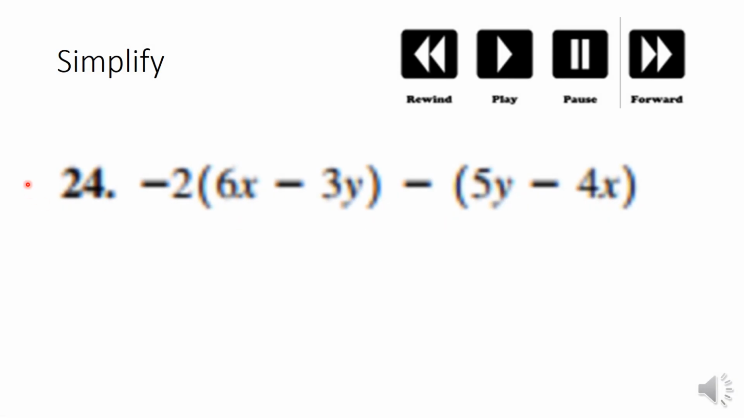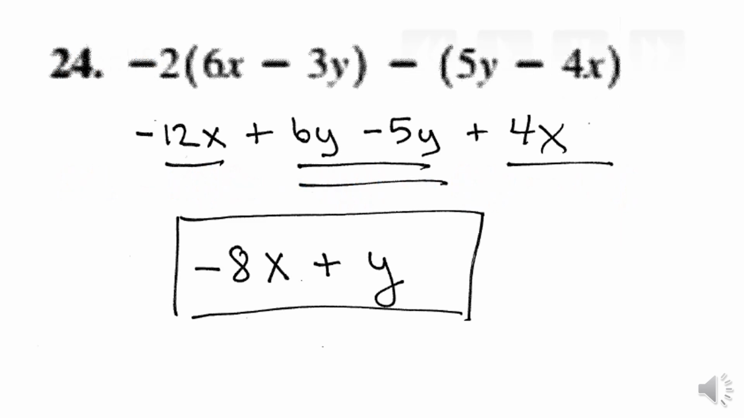Here's another example, a little more complicated because you have to do distribution first before you can simplify. Pause the video and we'll see how you did. So when we distribute, we get the x's and y's. We combine the single underscores, which are the x's, to get minus 8x, and we combine the y's to get plus y.